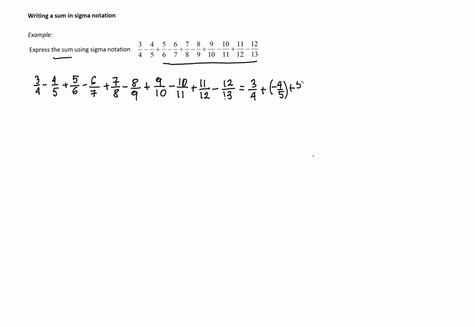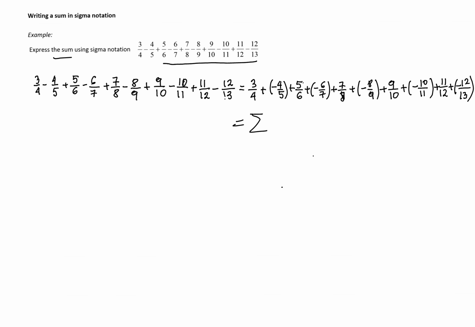And to continue with the rest of the sum, we'll have 5/6 plus negative 6/7 plus 7/8 plus negative 8/9 plus 9/10 plus negative 10/11 plus 11/12 and finally plus negative 12/13. We have addition, and now we want to write this sum using sigma notation.